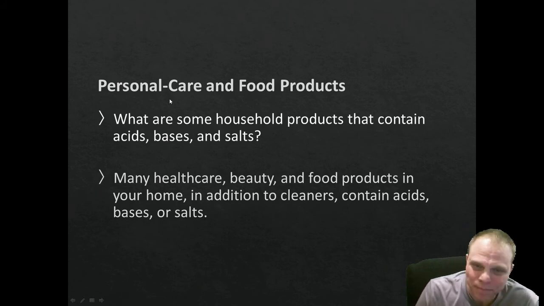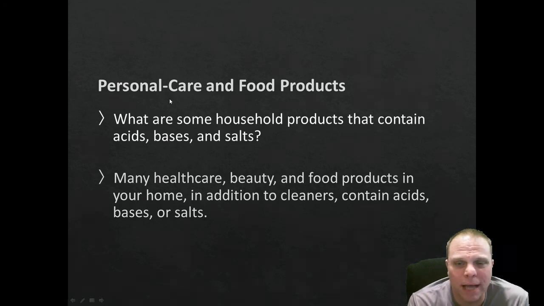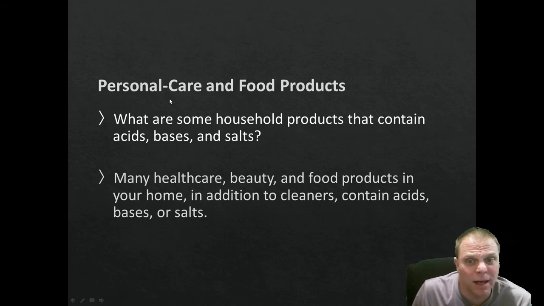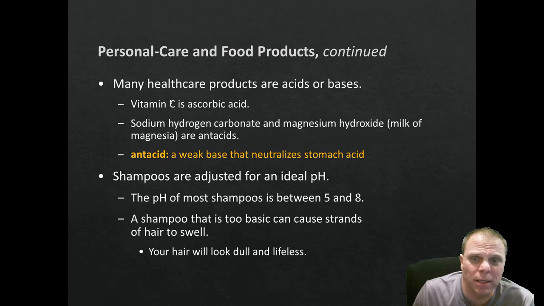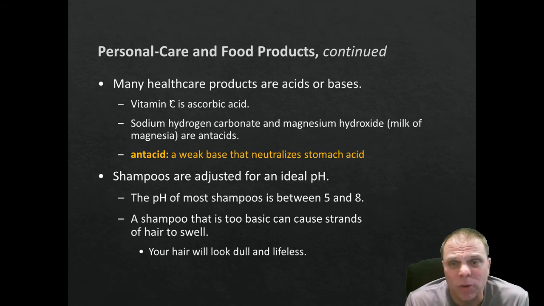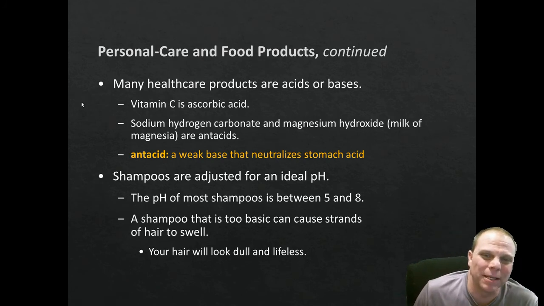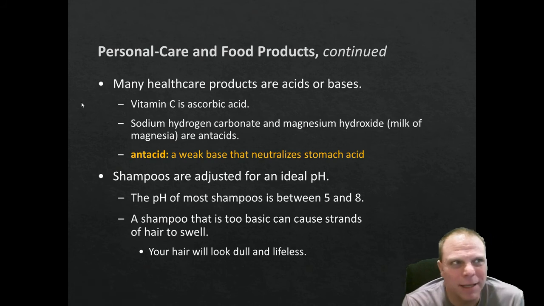All right, so what are some other household products that contain acids, bases, and salts? A lot of healthcare, beauty, and food products are going to contain these. So let's look at a couple more. For instance, vitamin C is called ascorbic acid. And you take that due to a guy by the name of Linus Pauling, who was a chemistry guy. He basically said, take vitamin C. It's going to help you with all sorts of infirmities that you might have.